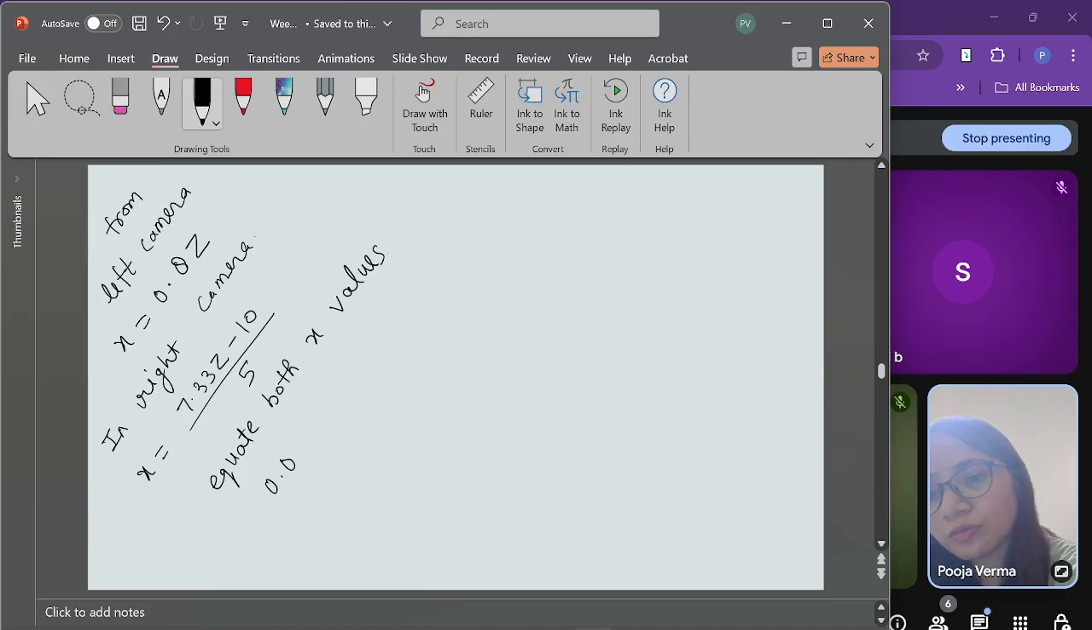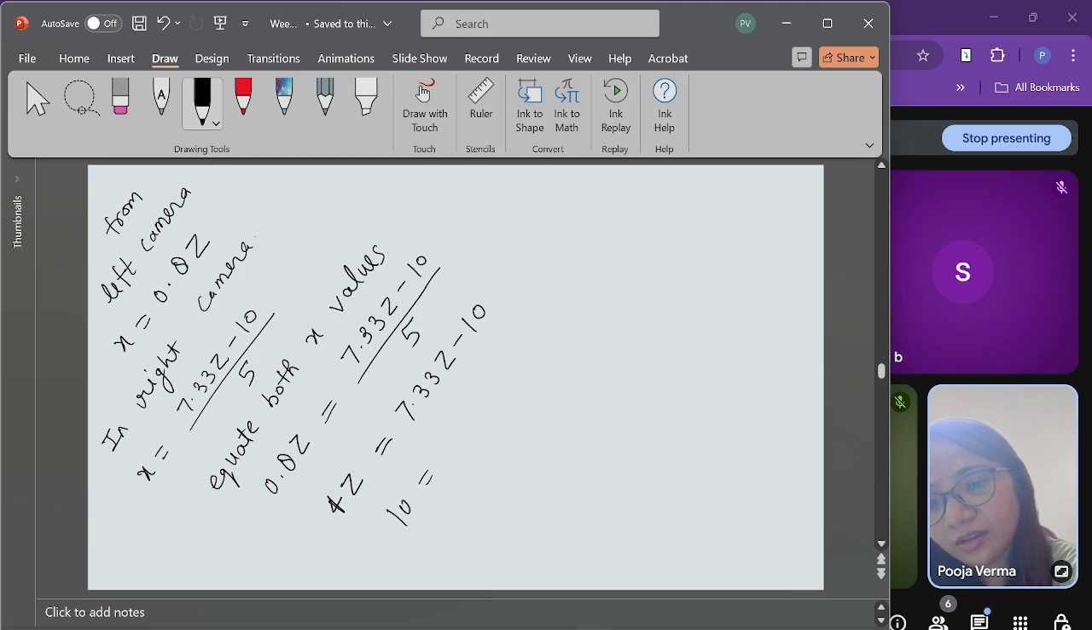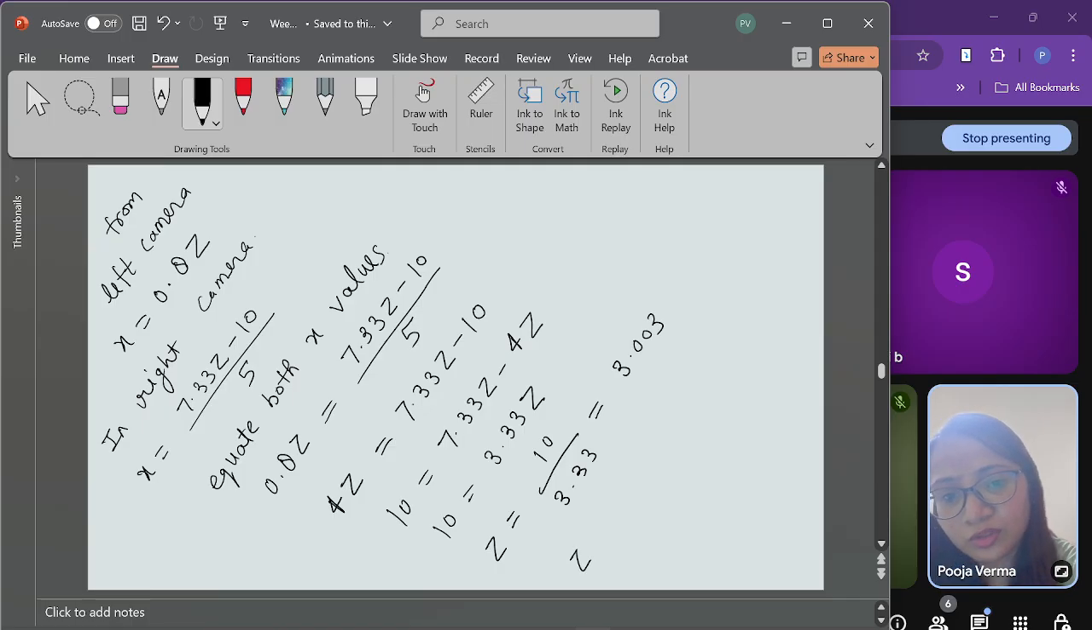So can you calculate it and let me know the value. Here you will get 4z is equal to 7.33z minus 10, right? Or you can write 10 is equal to 7.33z minus 4z. We can write 7.33 minus 4, that is 3.33z, or directly write 10 divided by 3.33. If you divide it, we will get 3.003. So the z value is 3.003.